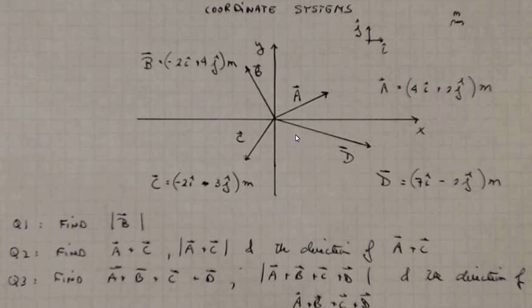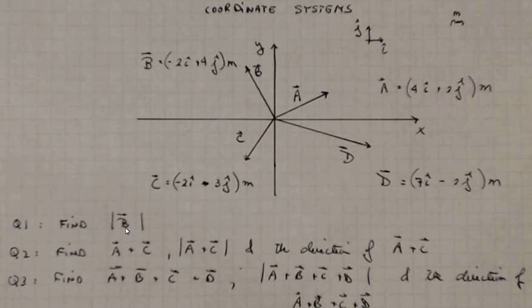And if I hadn't established these axes, I wouldn't have been able to definitely agree on what direction i hat and j hat were pointed, and I couldn't have written this down. Okay, so here are some questions for you.